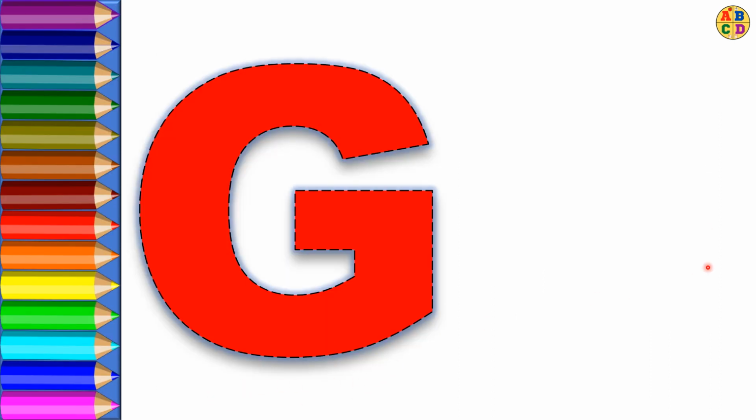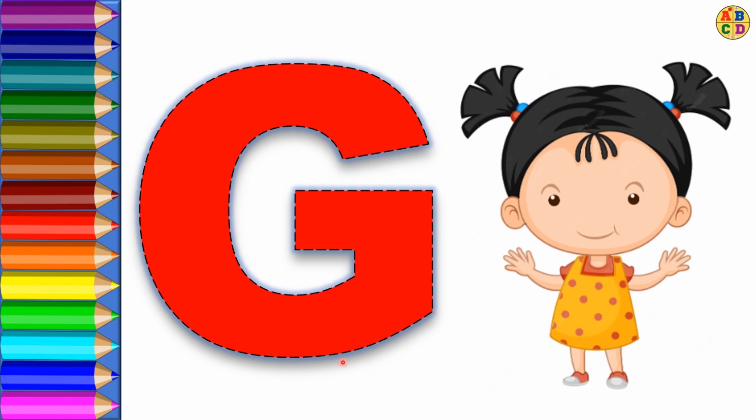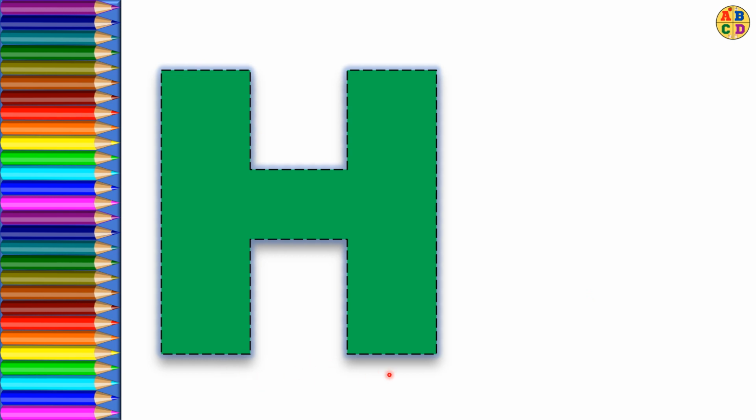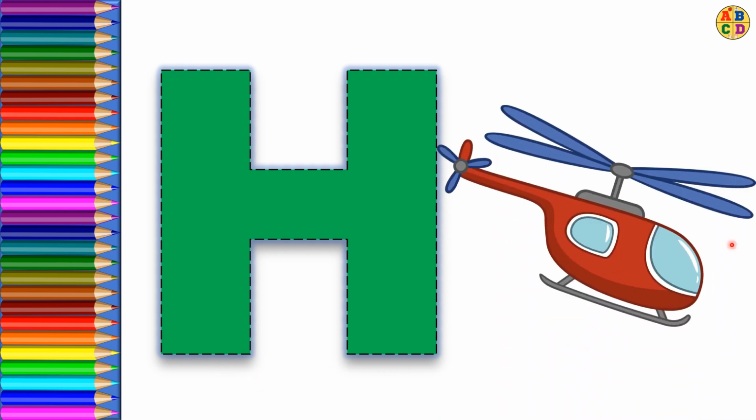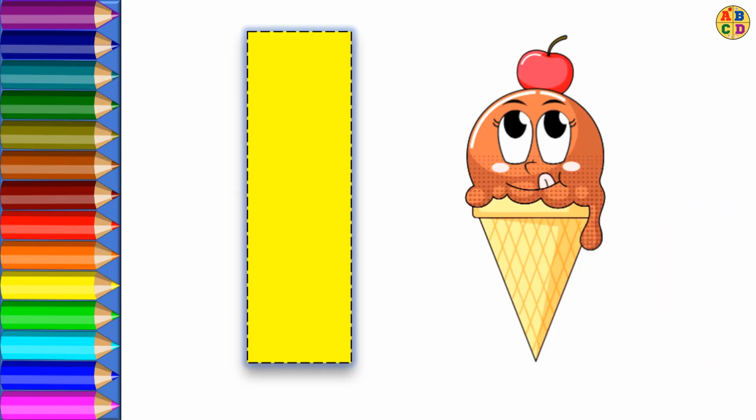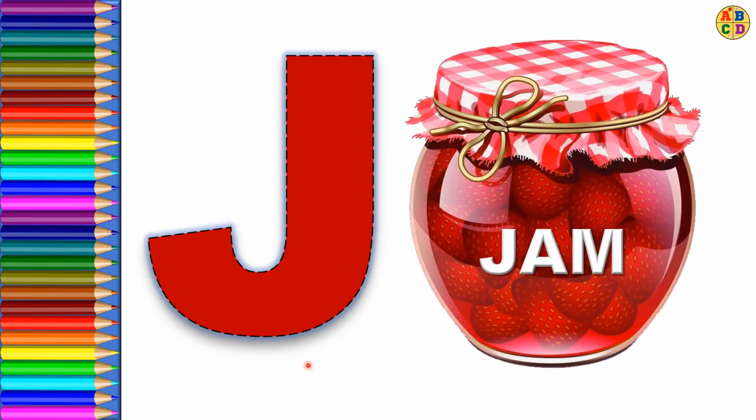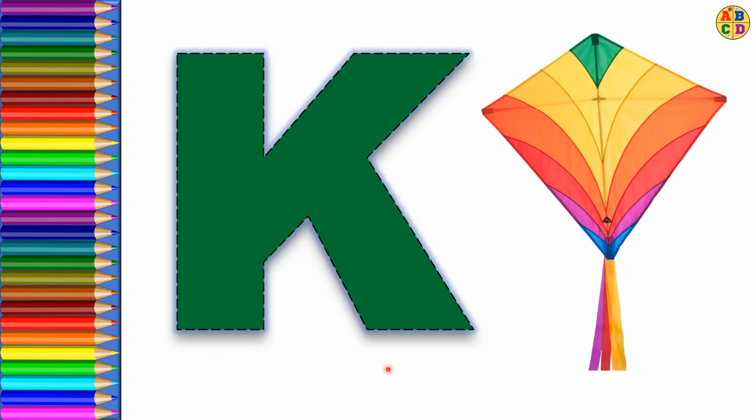G for girl. Next H. H for helicopter. Next I. I for ice cream. Next J. J for jam. K. K for kite.